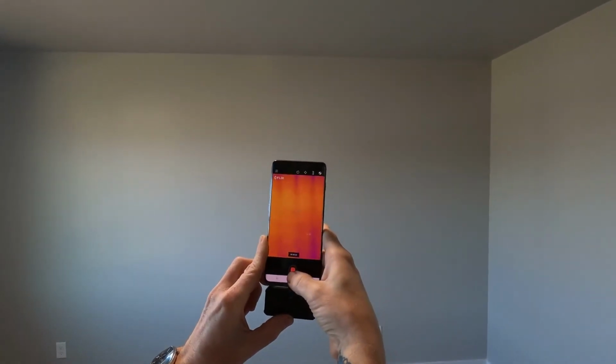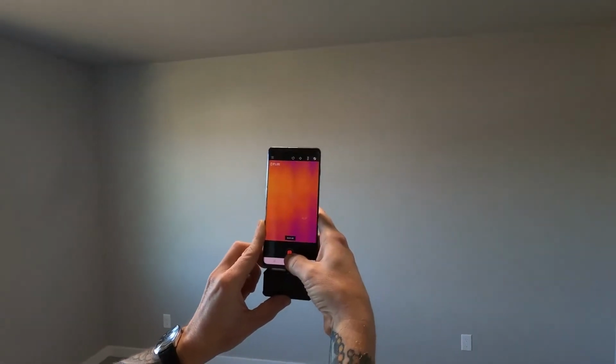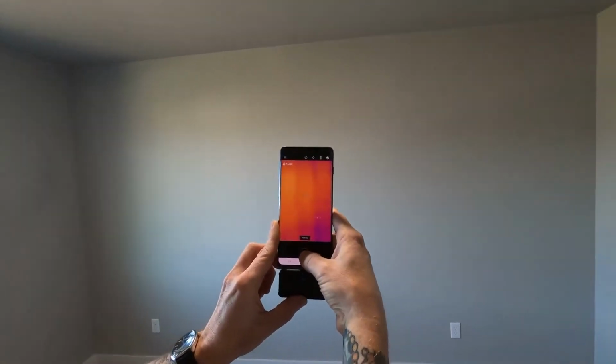This room is nice and warm. These walls are nice and warm. We're not losing a whole lot through those walls. Oh, that's really cool.